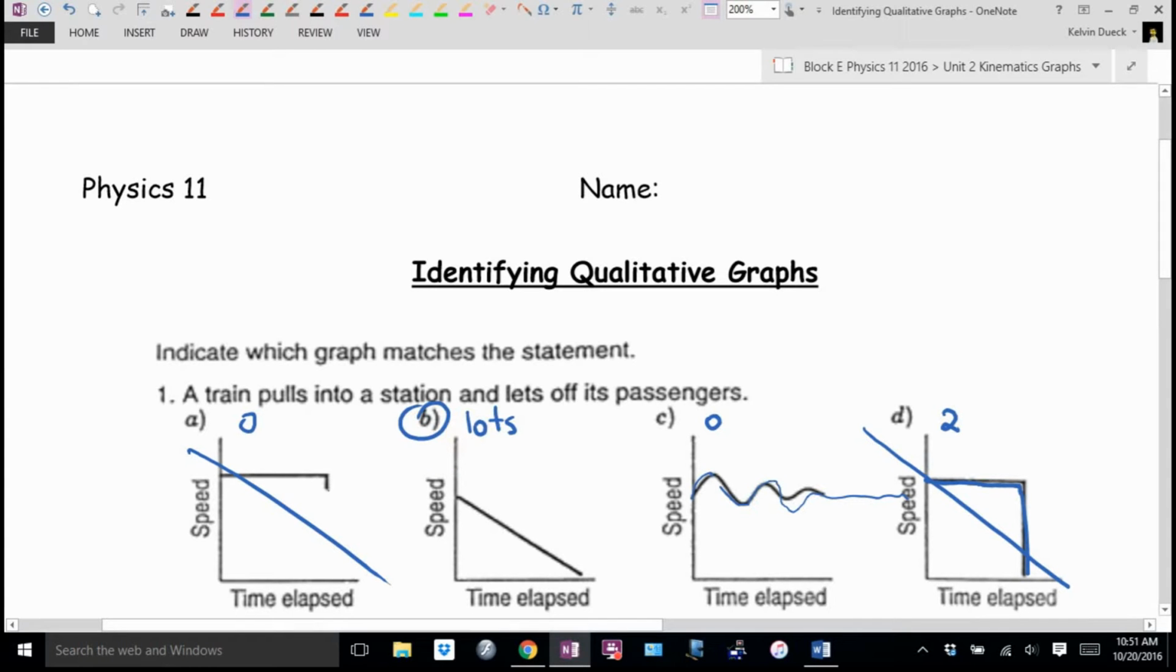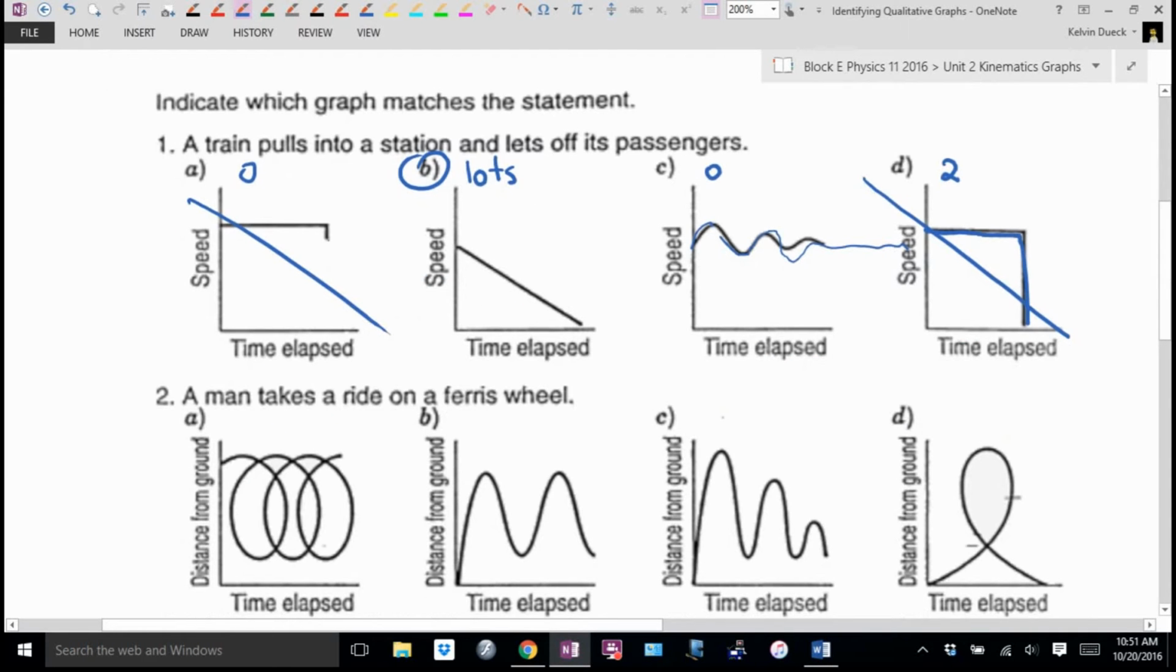You with me? Have I convinced you? Okay, second one, next one. Ready? A man takes a ride on a Ferris wheel. And on the y-axis, we're going to graph distance from the ground, height. On the x-axis, we have time elapsed. Okay? A Ferris wheel is the ride at an amusement park that goes in a great big vertical circle. Okay?